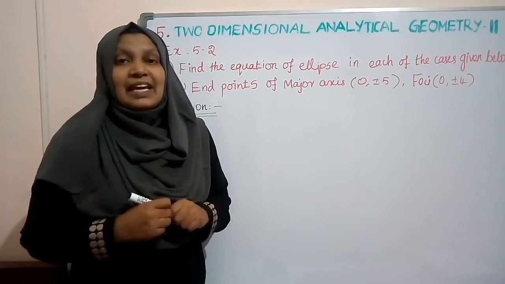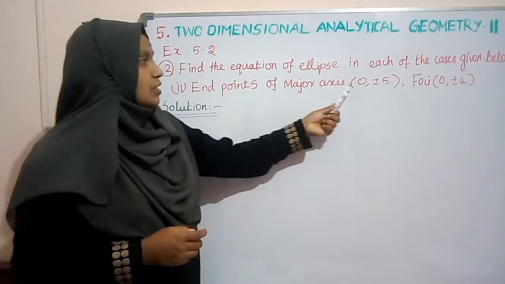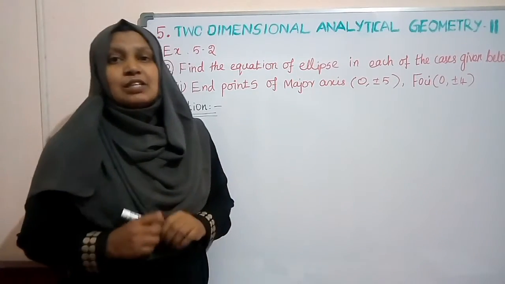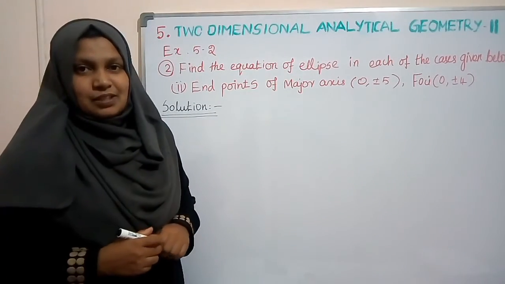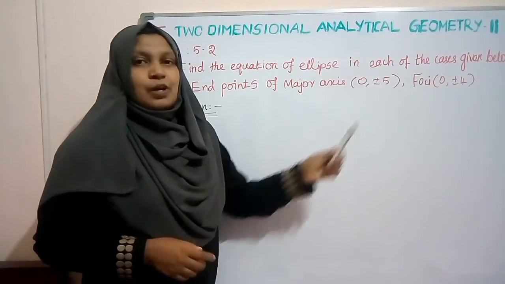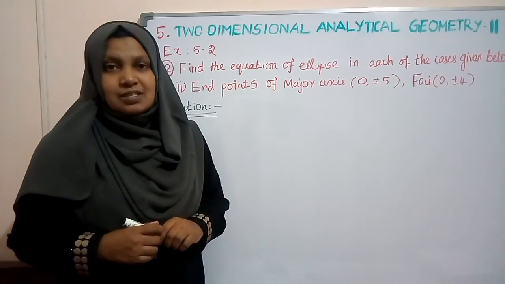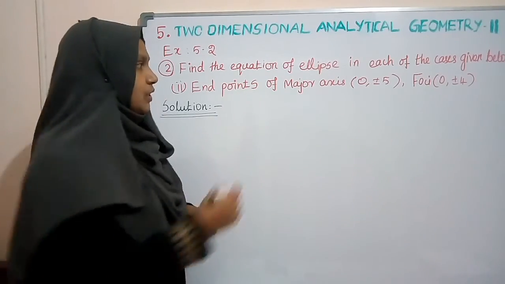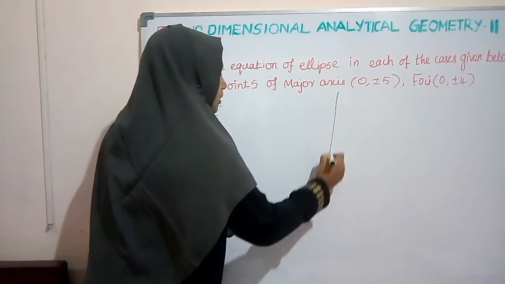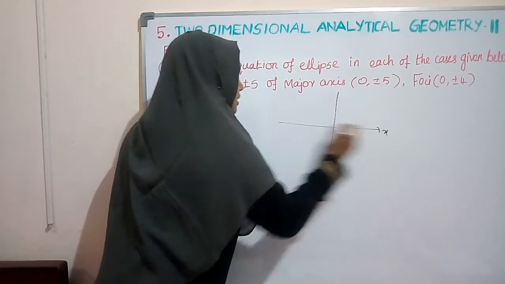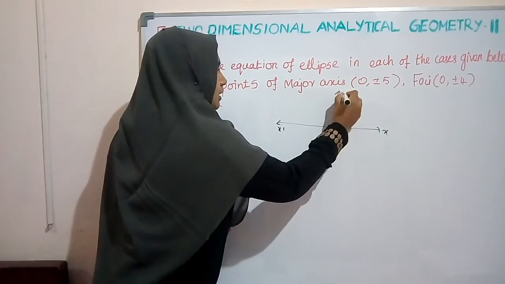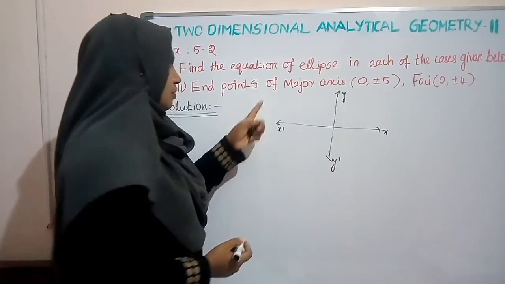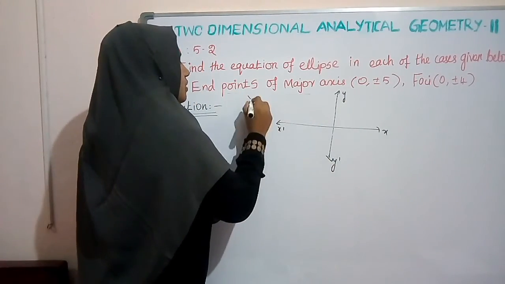Subdivision 2: the end points of the major axis 0, plus 5 and 0, minus 5, and foci 0, plus or minus 4. You just mark these 2 points on the diagram, and you will get whether the ellipse is in the first form or in the second form. So just consider x-axis and y-axis, and mark the end points of the major axis. It is nothing but the vertices.